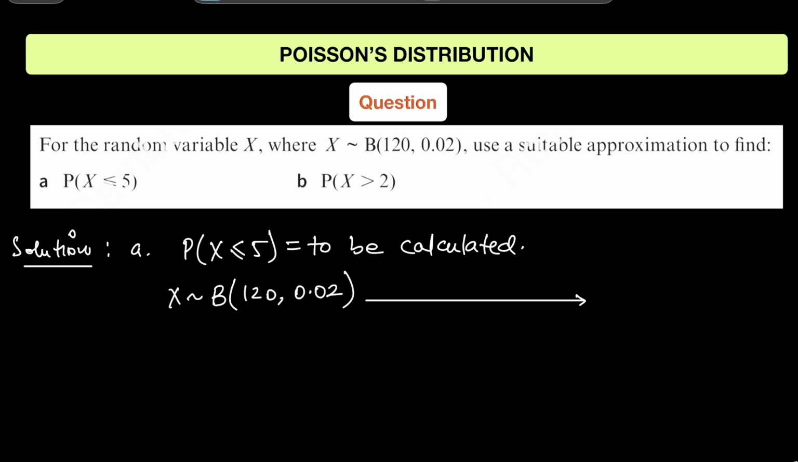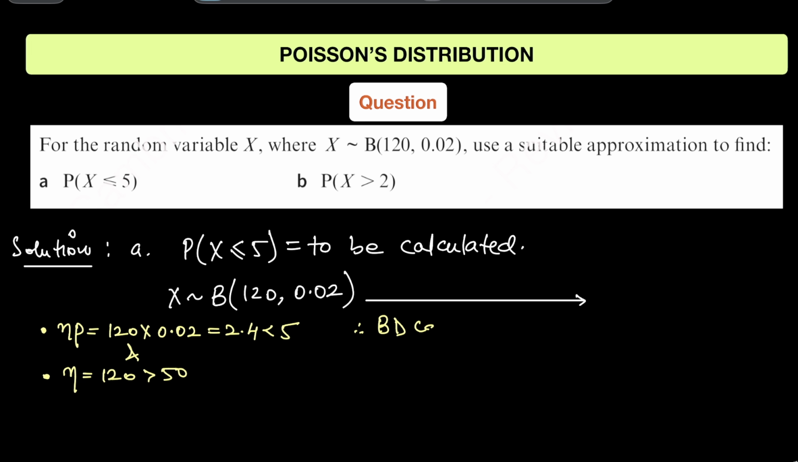I will write two things. First, n times p is 120 times 0.02. This is going to give you 2.4, which is less than 5, and the value of n is 120, which is greater than 50. So two conditions are met. Therefore, the given binomial distribution can be approximated by a Poisson distribution, and the mean for the Poisson distribution is going to be 2.4.